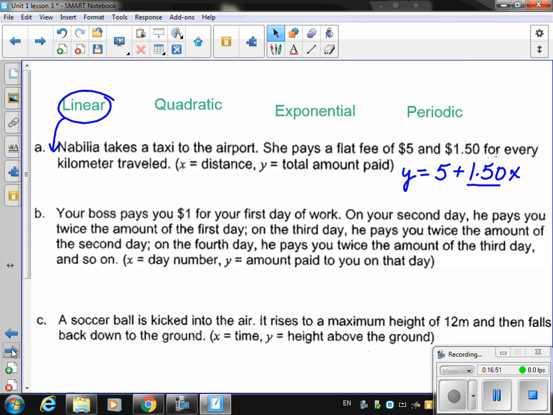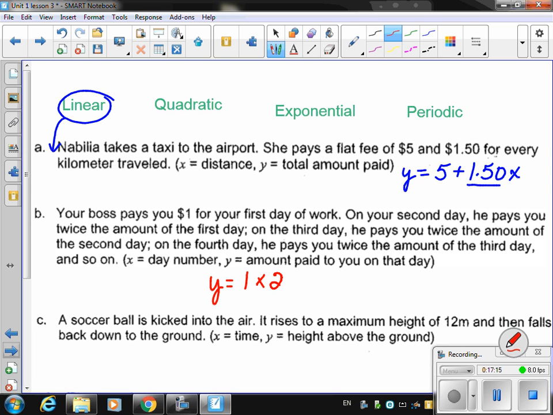The second one, your boss pays you $1 for your first day of work. On your second day, he pays you twice the amount of the first day. On the third day, he pays you twice the amount of the second day, and so on and so on. You're going to get rich fast. That means he multiplies by 2 every time he pays you. So you started with $1 and you multiply by 2 over and over and over again. That is exponential growth.